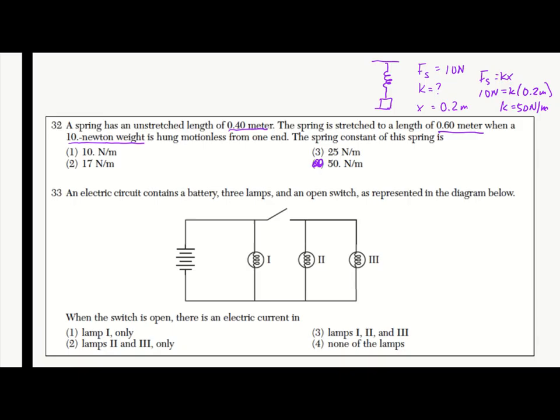Oh, I don't know what I'm doing. Okay, there you go. It's going to flow through here. Nope, not at all. Just through lamp 1. So this branch gets canceled out, and so does that one. So it's just choice 1. Lamp 1 only. So when they say open switch, that means it's just as shown in the diagram. No pathway, no closed loop.